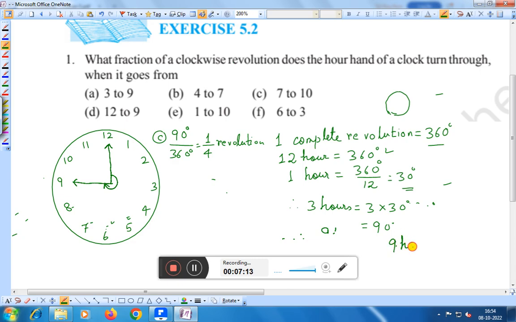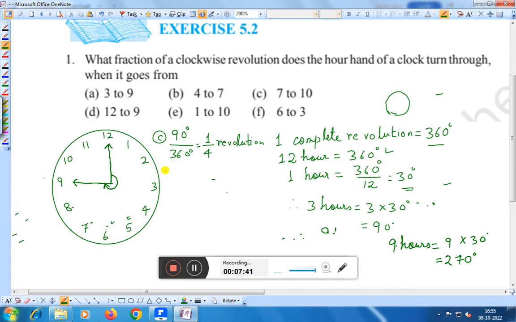9 hours is equal to 9 into 30 degree. 9 into 30, that is 270 degree. Right? Therefore, question number D, we will find the fraction.